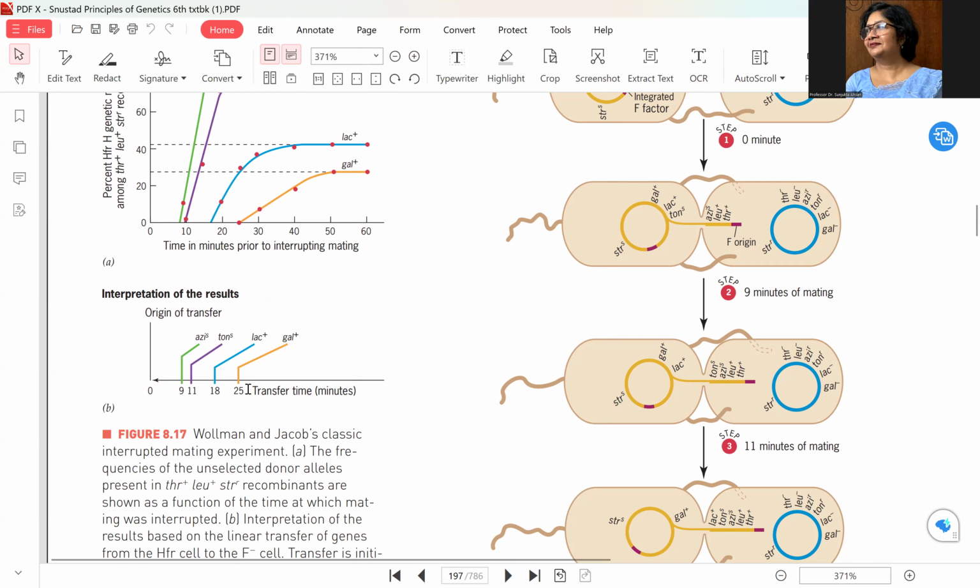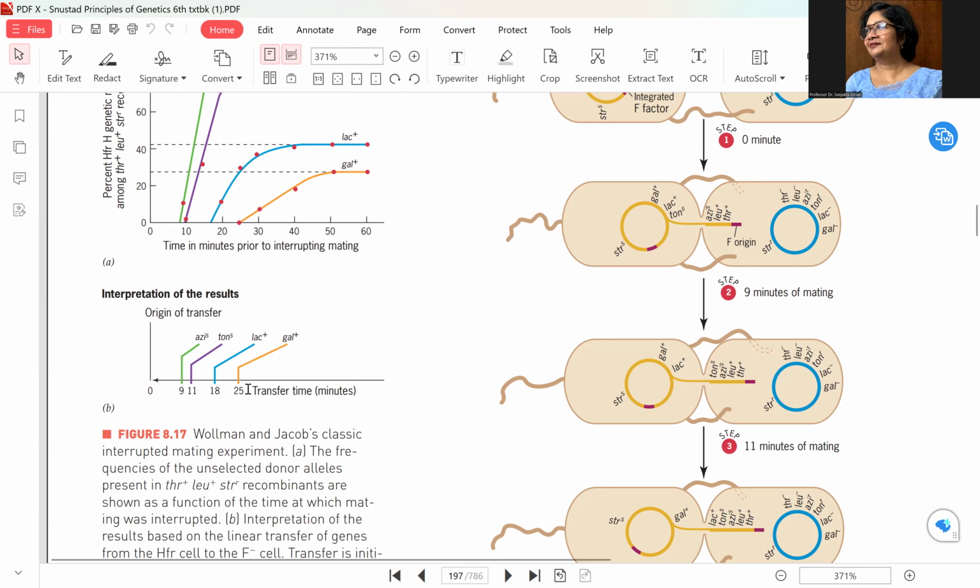You can also show threonine plus and leucine plus genes in the map if you know the time of transfer which allowed these genes to be transferred, and you can then also show them in the map.